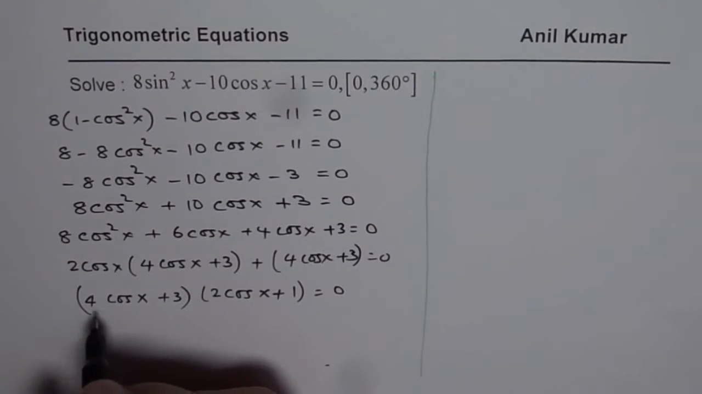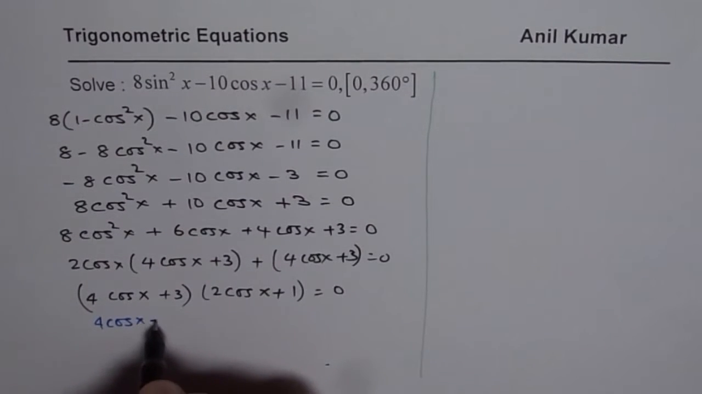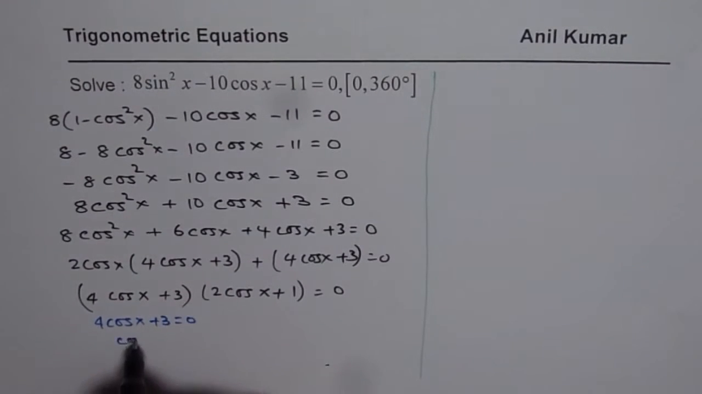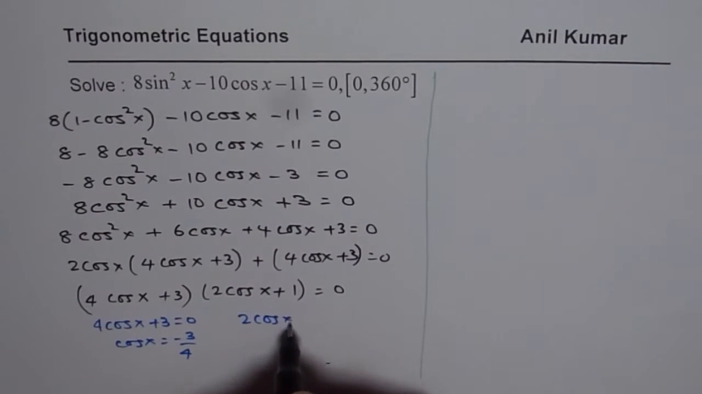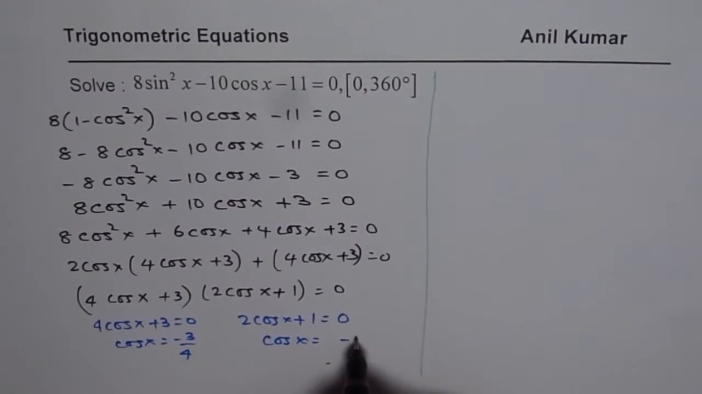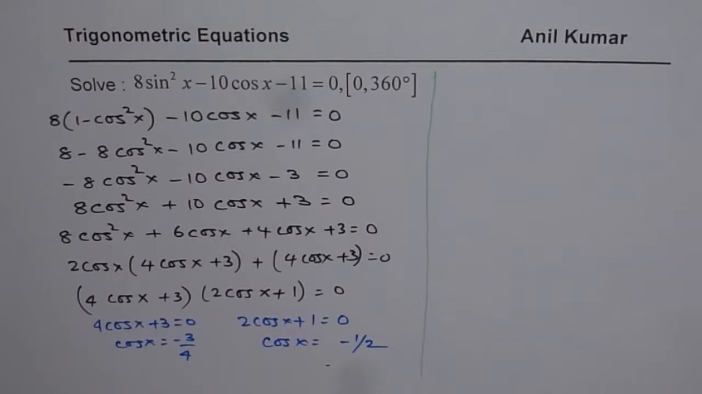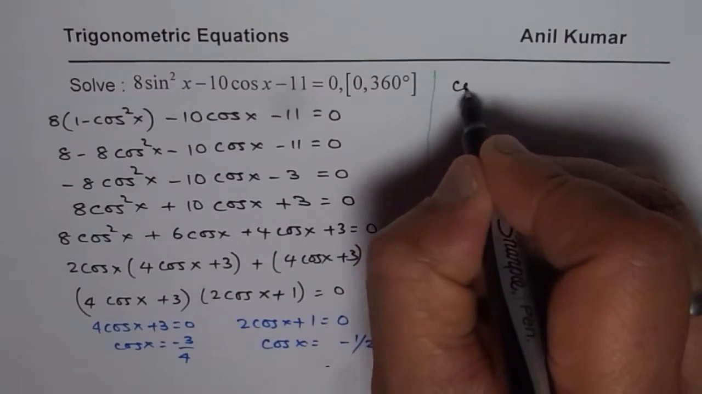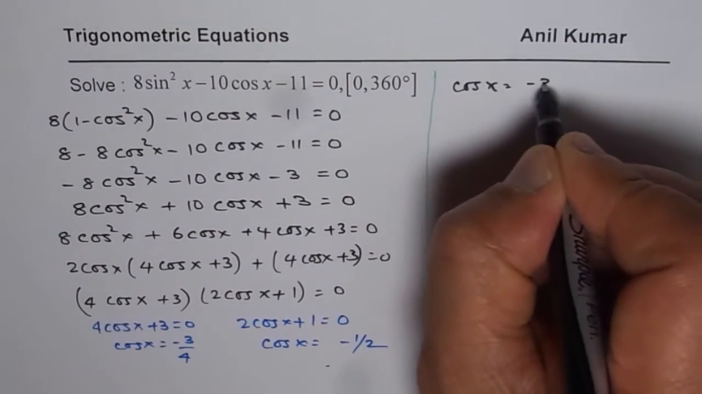So one set is when 4 cos x plus 3 equals 0, which is cos x equals minus 3 over 4. The other one is 2 cos x plus 1 equals 0. That is to say cos x equals minus half, right? So these are the two sets which will give us all possible angles within 0 to 360 degrees for the solution, right? So let us see how to solve them. So let's begin with cos x equals minus 3 over 4.